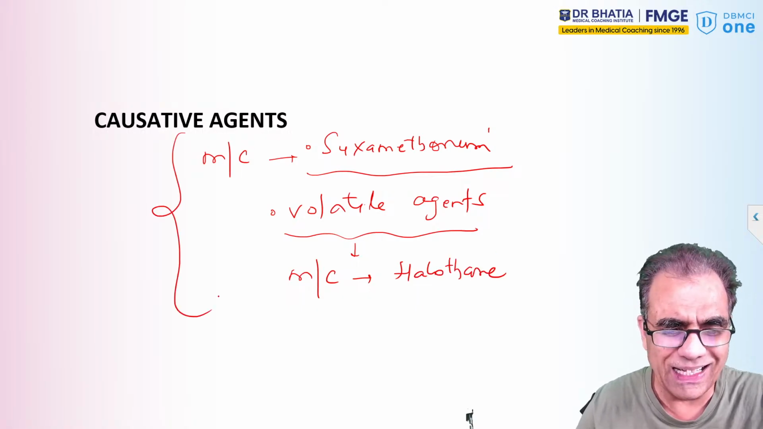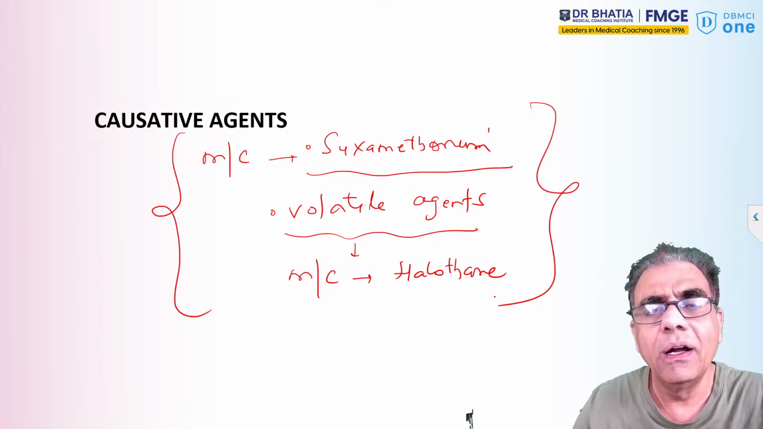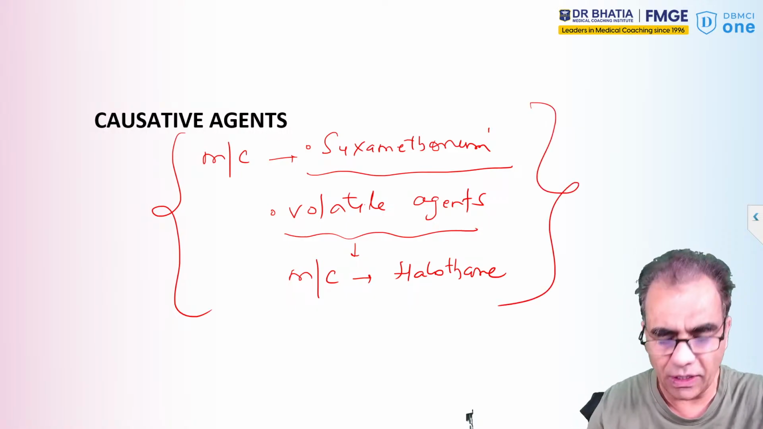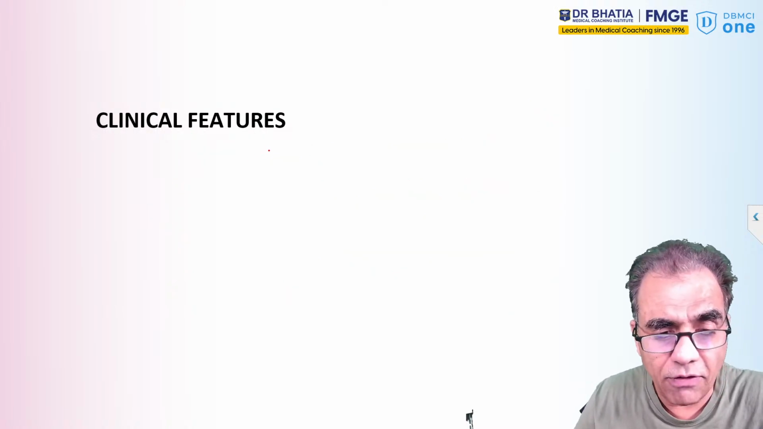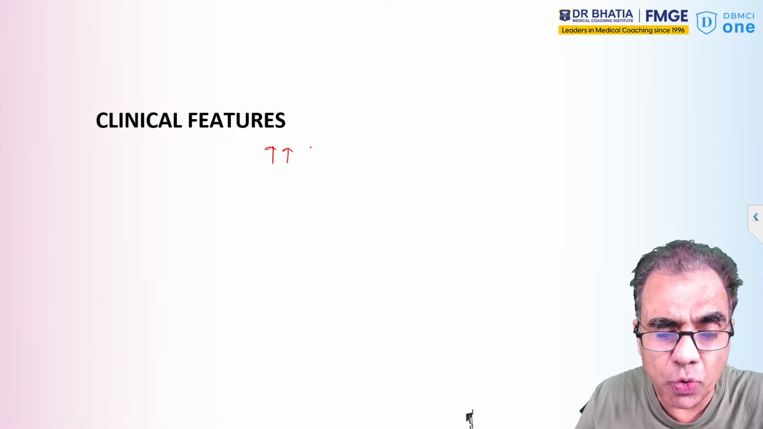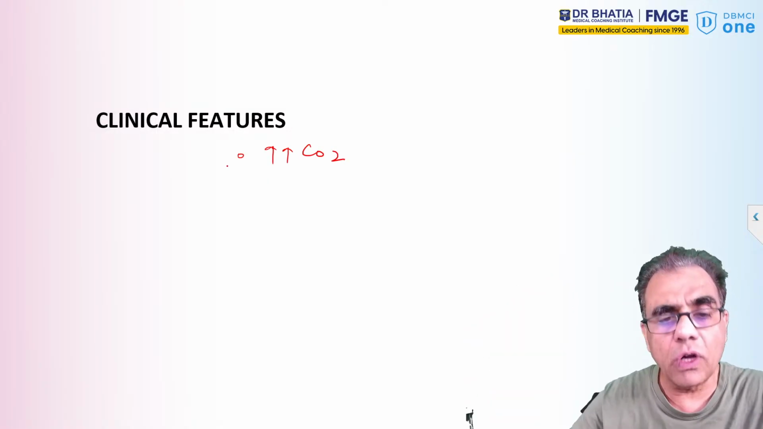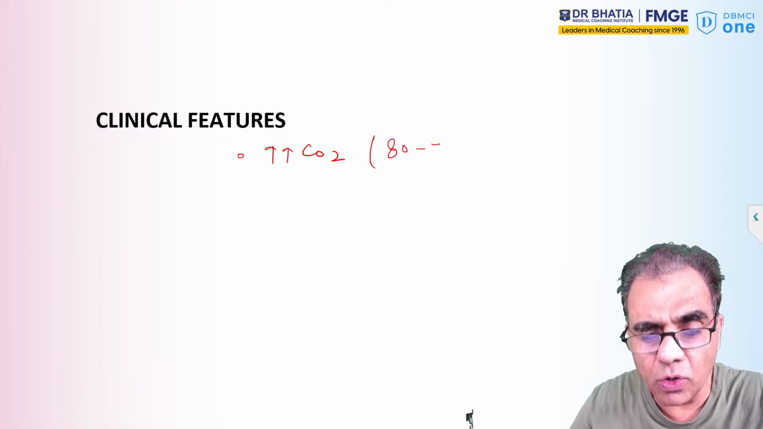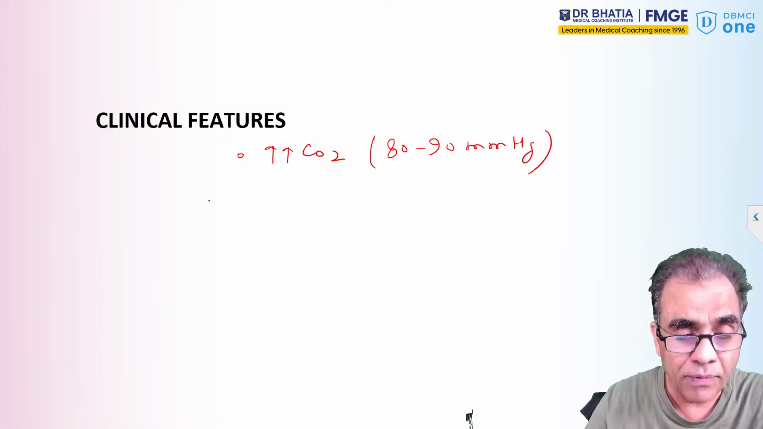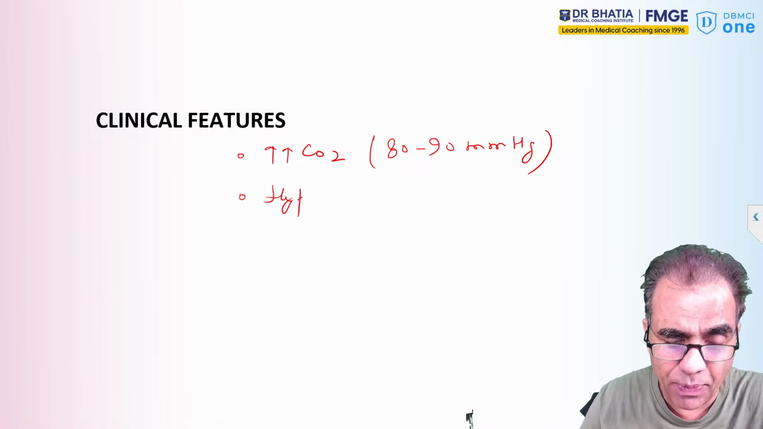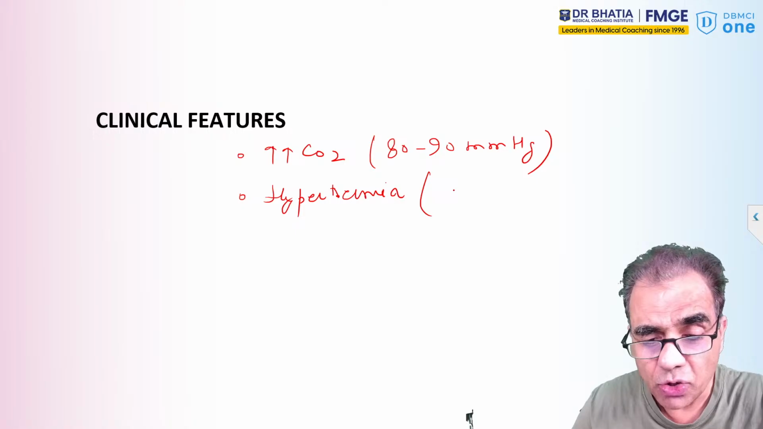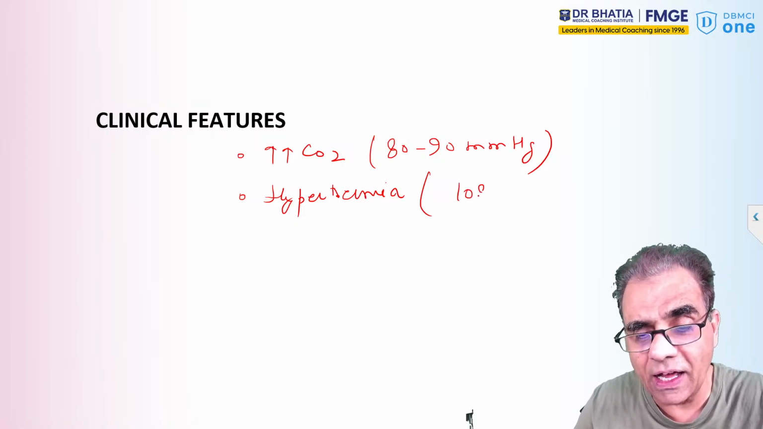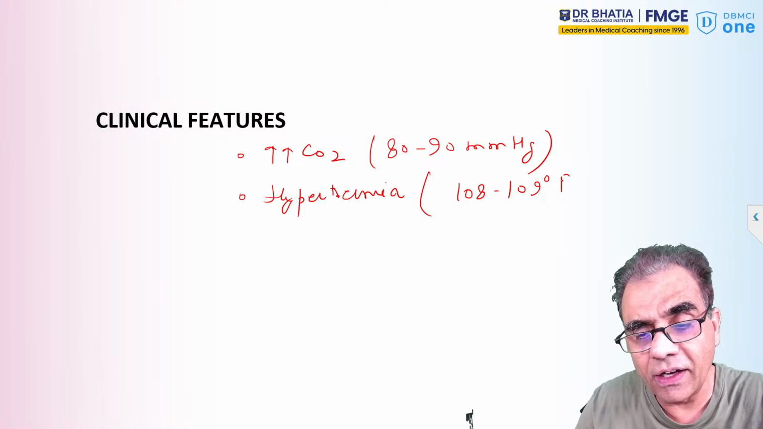So all volatile agents can trigger malignant hyperthermia. Most commonly it is seen with halothane. Clinical features: there will be rapidly rising CO2, and CO2 can rise so much that it can go even to 80 to 90 mmHg, almost double. Then of course you will expect hyperthermia, and malignant means very rapidly and very high. So temperature can go as high as 108 or 109 degrees Fahrenheit.